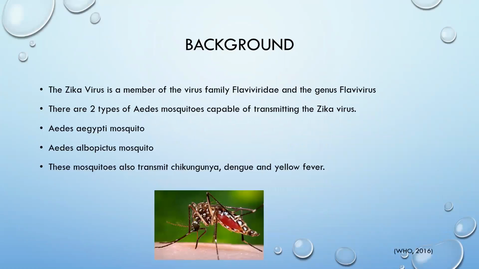Background. The Zika virus is a member of the virus family Flaviviridae and the genus Flavivirus. There are two types of Aedes mosquitoes capable of transmitting the Zika virus. In most cases, this virus is spread through the Aedes aegypti mosquito in tropical and subtropical regions. The Aedes albopictus mosquito also transmits the virus and can hibernate to survive in regions with cooler temperatures. These two mosquitoes are also responsible for transmitting chikungunya, dengue, and yellow fever.